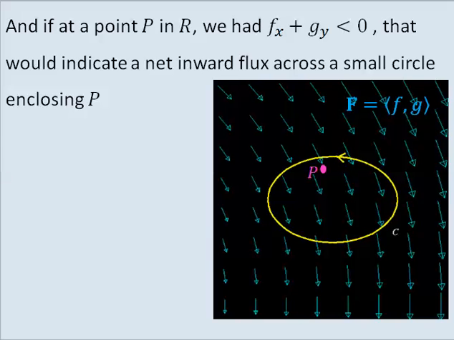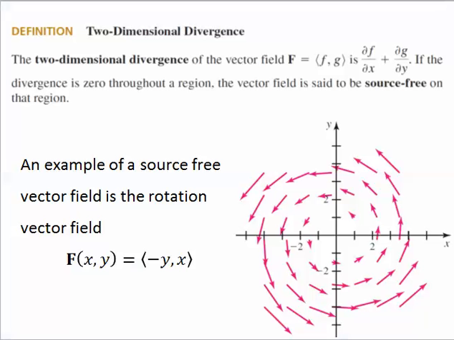So two-dimensional divergence, if it's positive, means an expansion. Negative means a contraction. Now what if it's zero? What if two-dimensional divergence is zero? A vector field that has two-dimensional divergence 0 at every point is said to be source-free. An example of a source-free vector field is the rotation vector field.